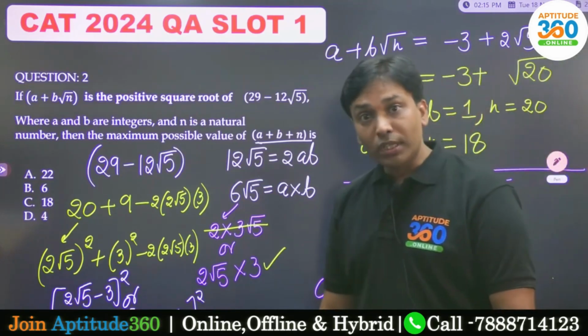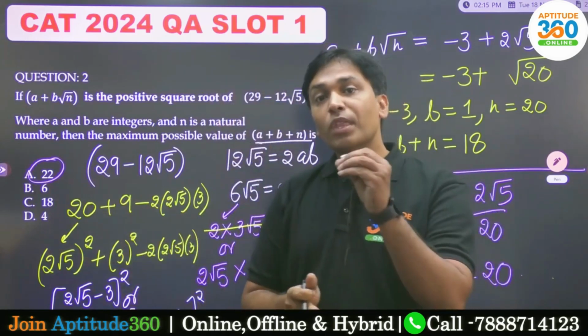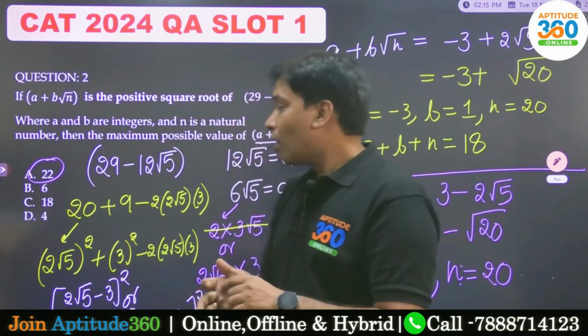And what is the option out here? There is no option which is bigger than 21. So what is the right option out here? 22 is the answer of this problem.